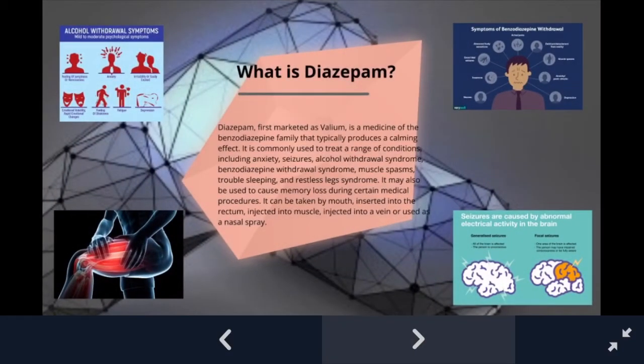First of all, let's talk about diazepam a little bit. So diazepam, first marketed as Valium. It's a medicine of the benzodiazepine family that typically produces a calming effect. It is commonly used to treat a range of conditions including anxiety, seizures, alcohol withdrawal syndrome, benzodiazepine withdrawal syndrome, muscle spasm, trouble sleeping, and restless leg syndrome. It may also be used to cause memory loss during certain medical procedures.